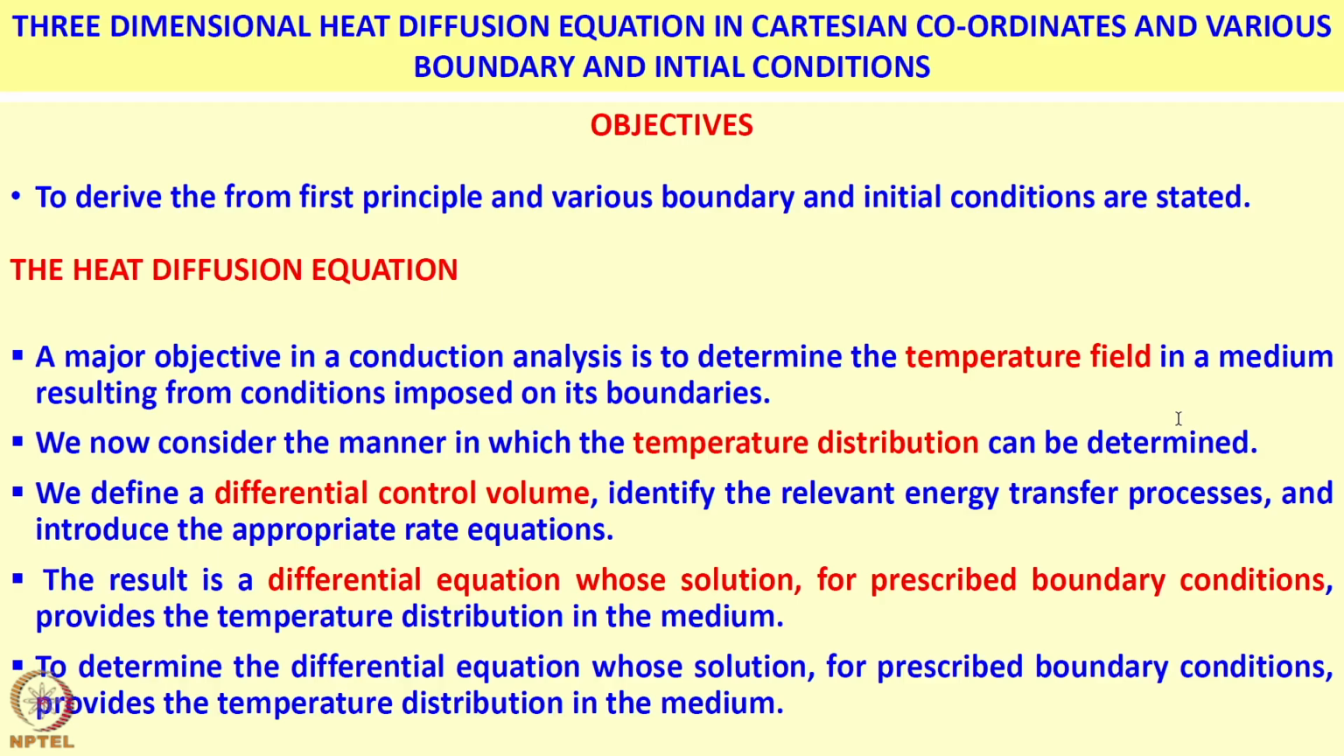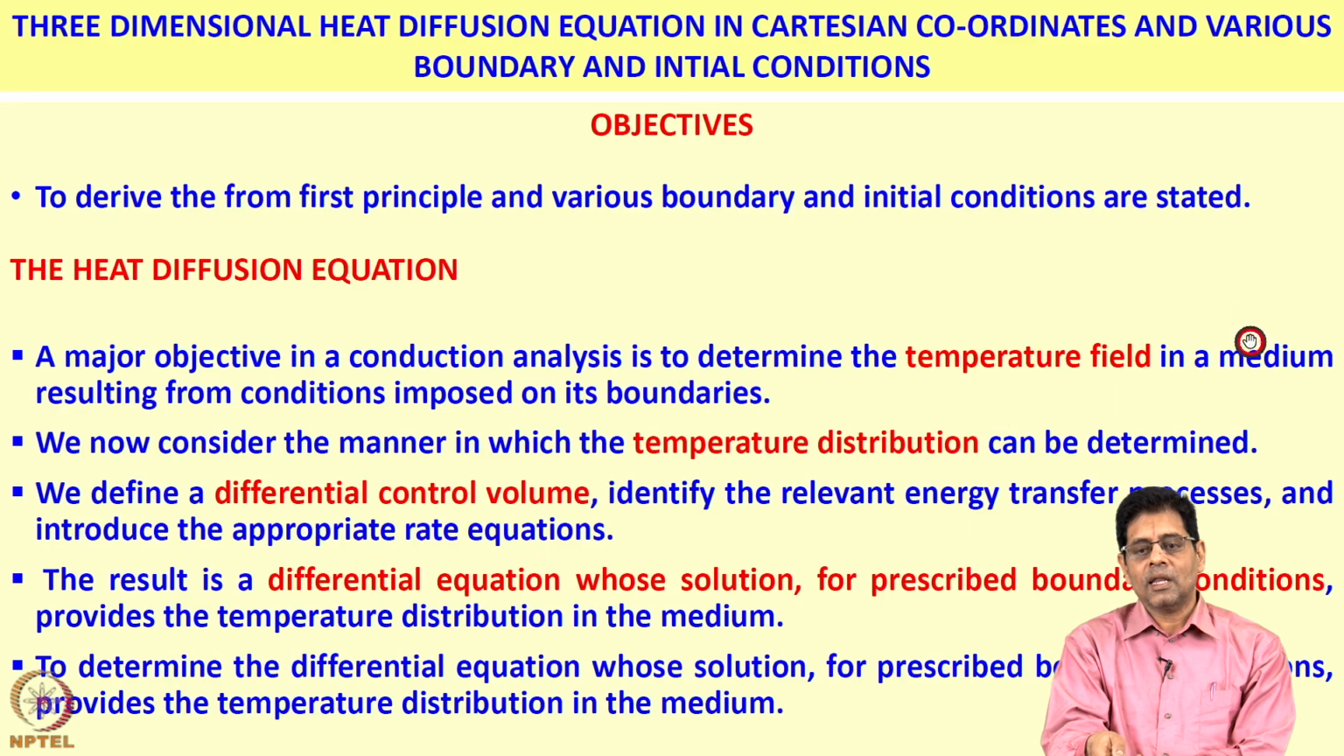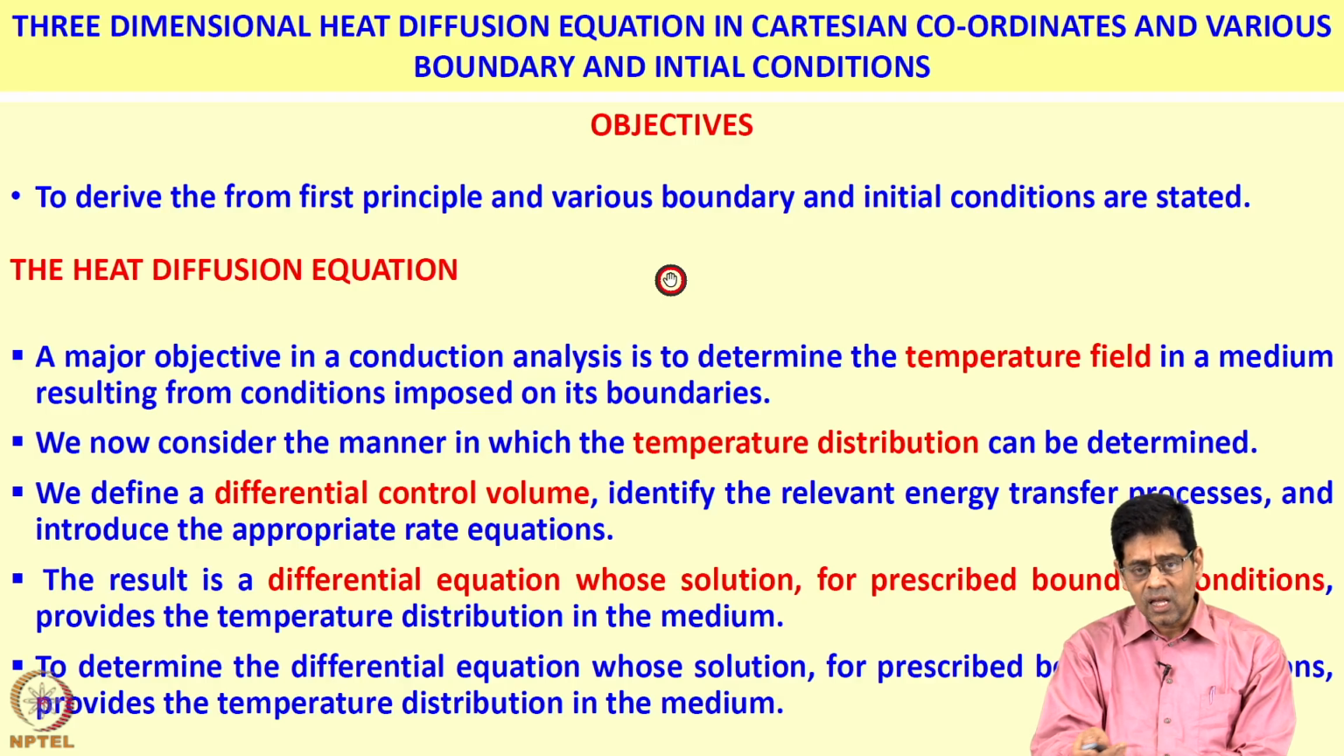The objective is to determine the temperature field in a medium resulting from conditions imposed on the boundary. The independent variables in a heat transfer problem would be x, y, z and t. If you are talking of cylindrical coordinates, it would be r, theta, z and time, and spherical coordinates would be r, theta, phi and time.